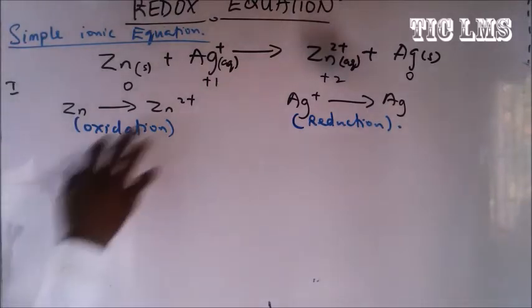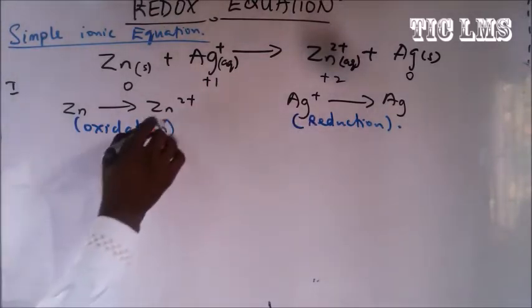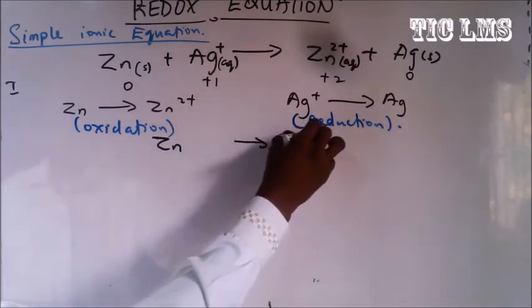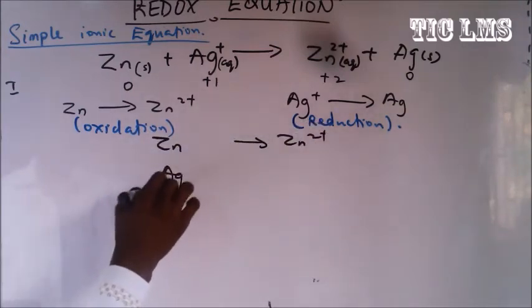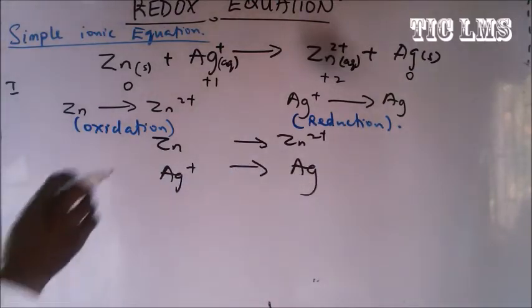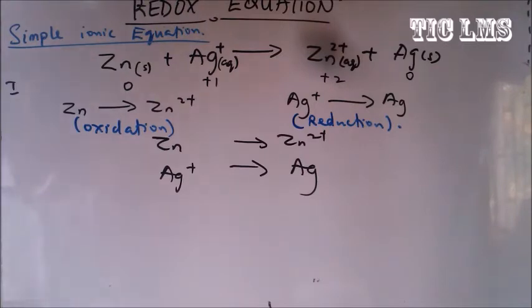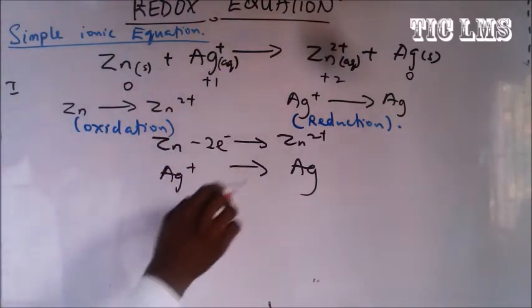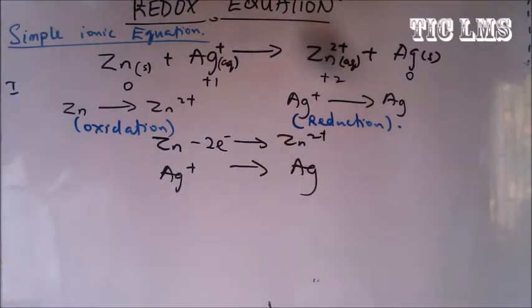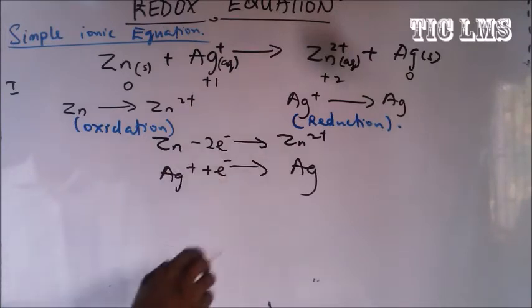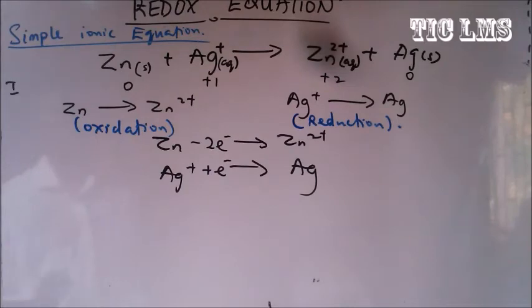Then, still under step 3, we need to balance the electrons. To balance the electrons, we write them side by side. So we have zinc becoming Zn2+, and then Ag+ becoming silver. Now we said that zinc over here lost 2 electrons. So we have minus 2 electrons to become Zn2+. And then we have the silver ion gaining an electron to become a silver atom.